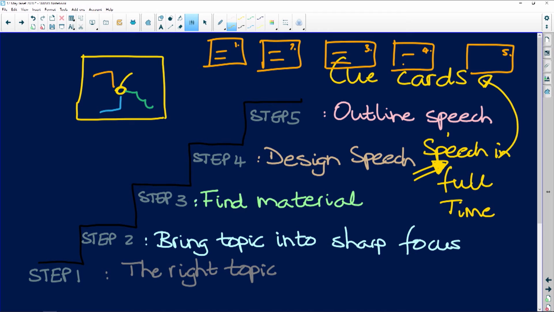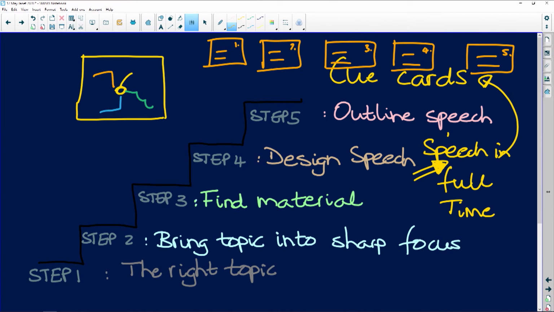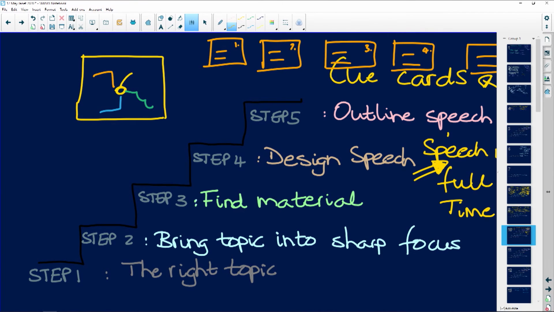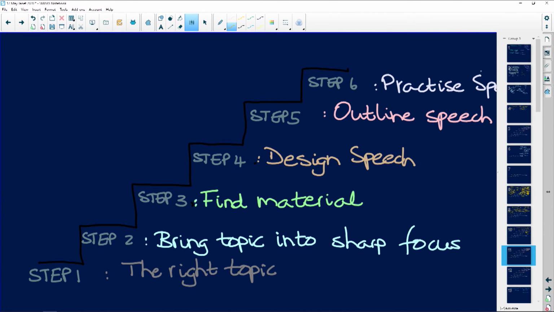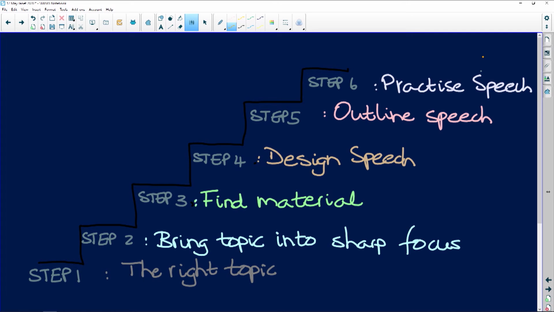Now, my students' ideas about keywords is to print their speech or write it out. Then they cut it up into strips and they stick it on each card, and then they say that those are cue cards. No, they're not. Once you've got genuine cue cards, then you need to practice it. So we've outlined the speech, we've written the cue cards. Now we go to the practice.